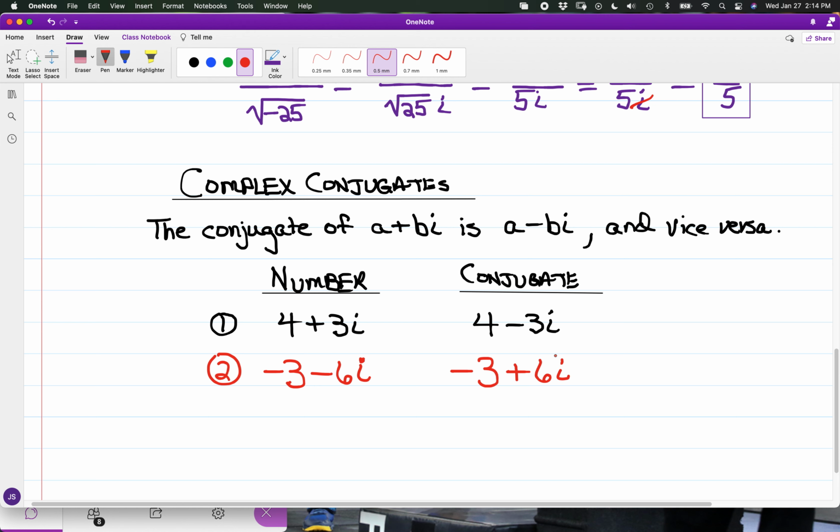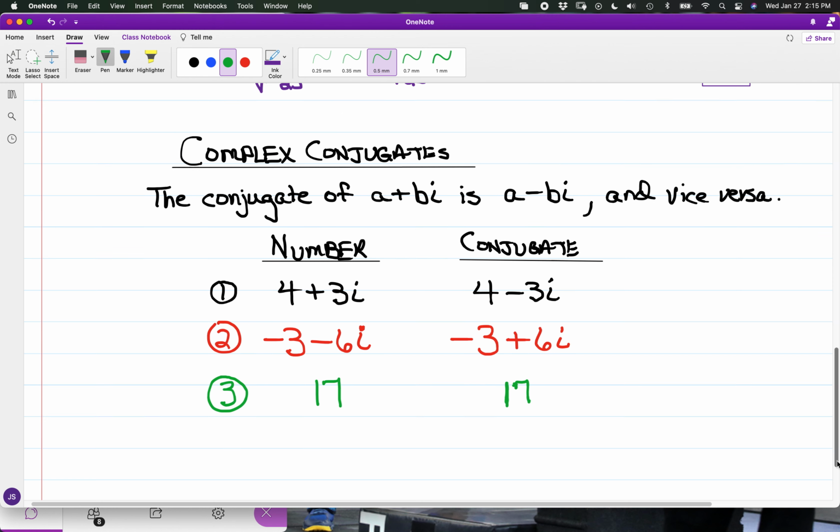So the conjugate of negative 3 minus 6i will be negative 3 plus 6i. And let's say we have just a number, like the number 17. Well, 17 doesn't have i alongside it, so 17 would represent a, and in the conjugate, a is going to remain fixed. So if the number has only 17, the conjugate is just going to be 17.